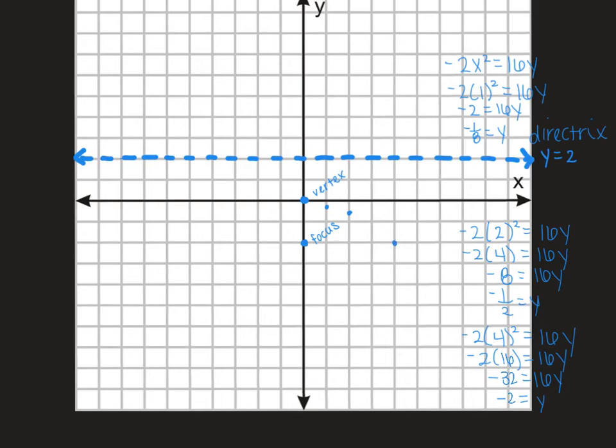So that's half of our parabola. You can mirror it on the other half. So I would have the points negative 1, negative 1/8, negative 2, negative 1/2, and negative 4, negative 2. So it's a very shallow parabola, but you can still see it. I'm going to connect it.